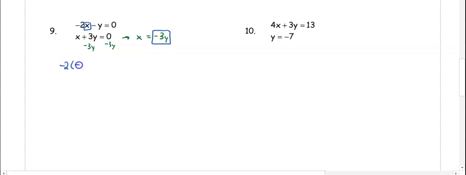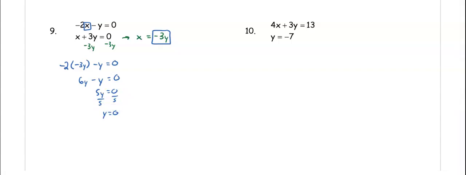So we have negative 2 times negative 3y minus y equals 0. That gets us 6y minus y equals 0. 5y equals 0. And we divide by 5, y equals 0. Then we can substitute to get x. So I'm going to take 0.